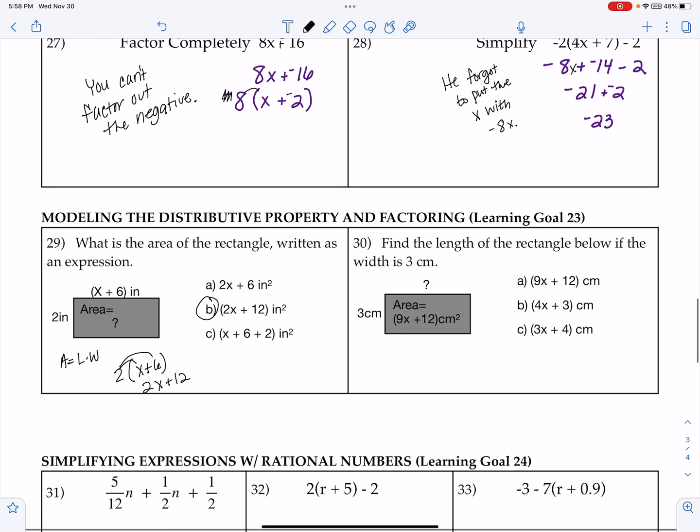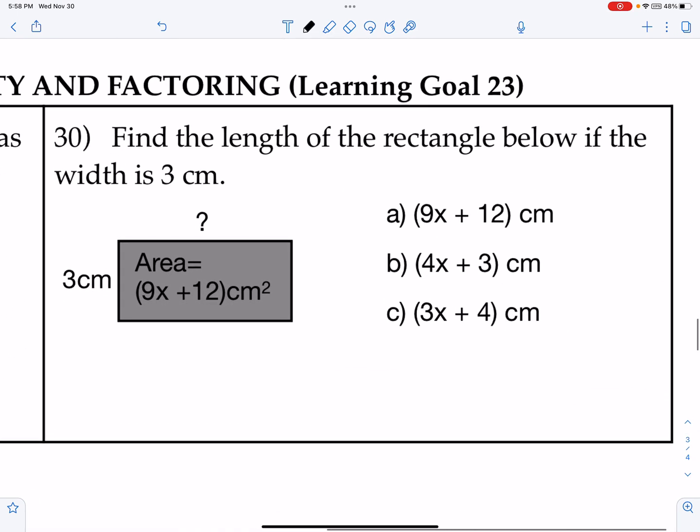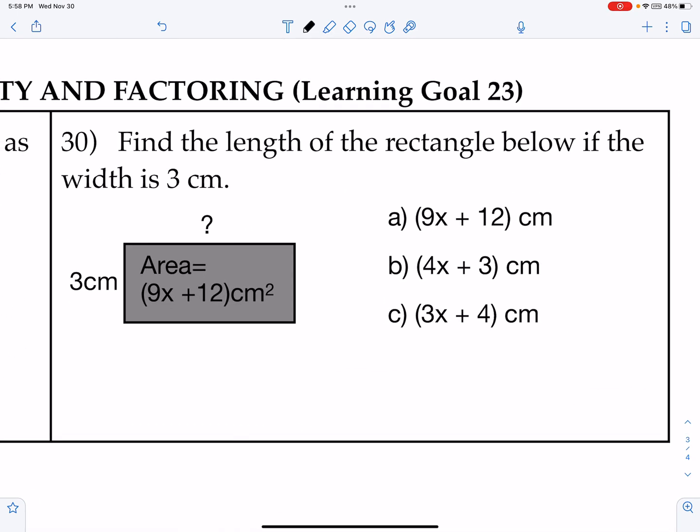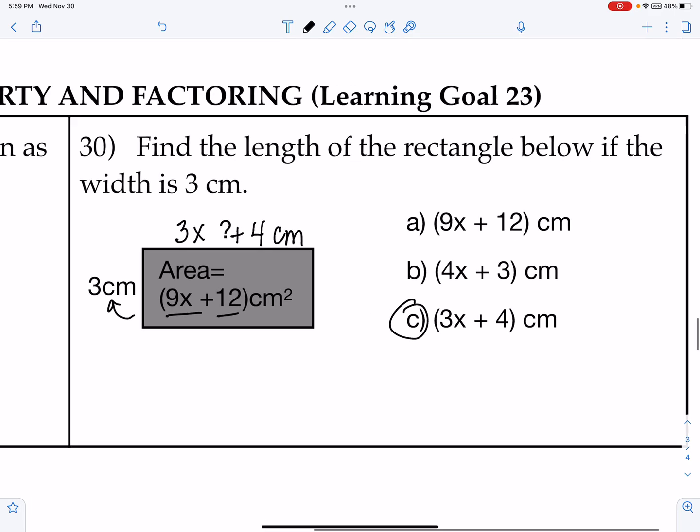Okay. All right, next one, find the length of the rectangle below if the width is 3. Okay, so I know this is my area. So basically, I've just factored out the 3. If I factor out the 3, my length is 3, and the width is 3x plus 4 centimeters. And I see that right here in letter C.